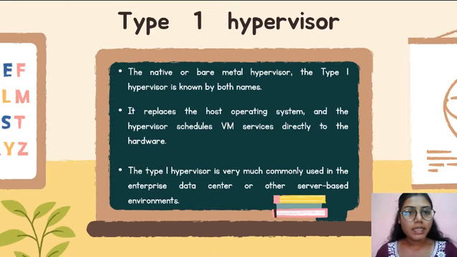So now let's understand the type 1 hypervisor. The type 1 hypervisor is the native or bare metal hypervisor, so it is known by both names. It replaces the host operating system, and the hypervisor schedules VM services directly on the hardware. The type 1 hypervisor is very commonly used in enterprise data centers or other server-based environments.